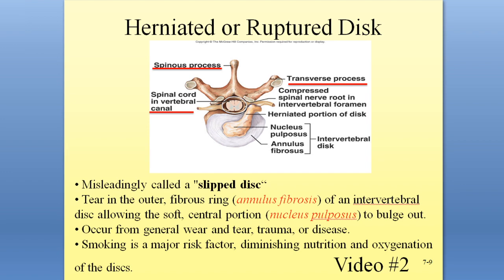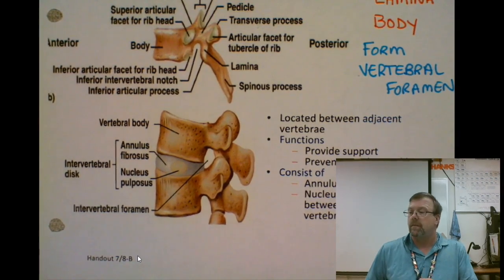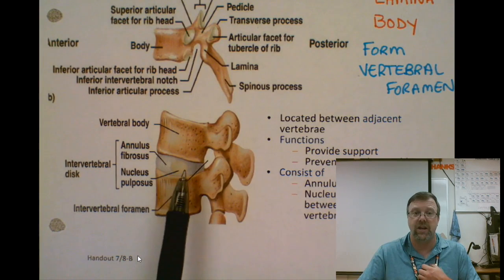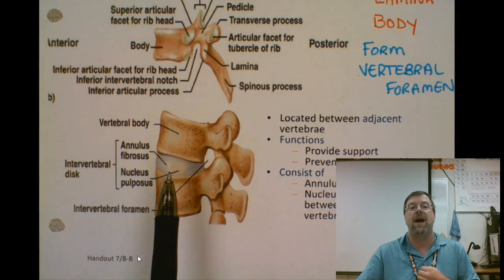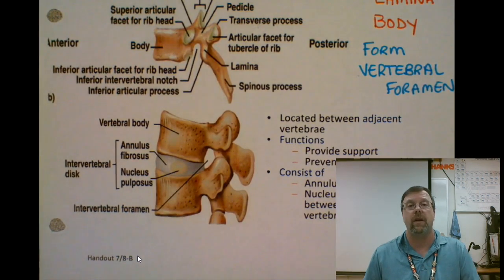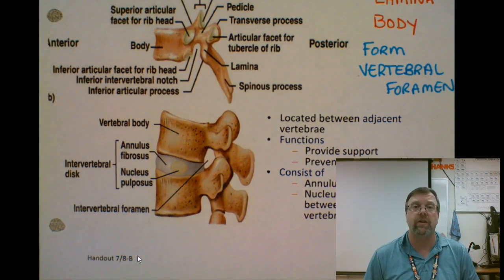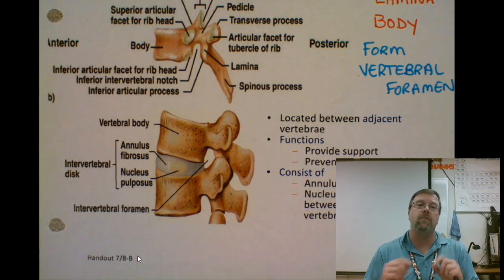Okay, so that's kind of interesting, kind of cool. So this intervertebral disc is cartilage in between the bodies of each vertebrae. If they get compressed and damaged, we call that a herniated disc. I'll let you watch that movie, short little video about herniated discs, and then we're ready to move on.